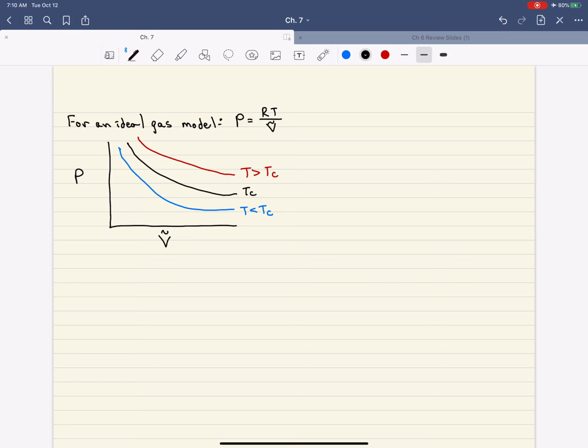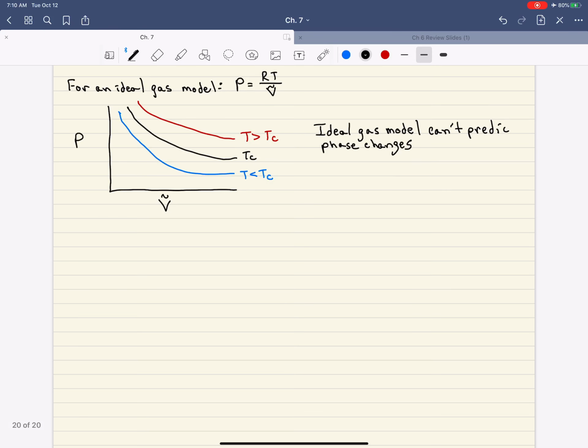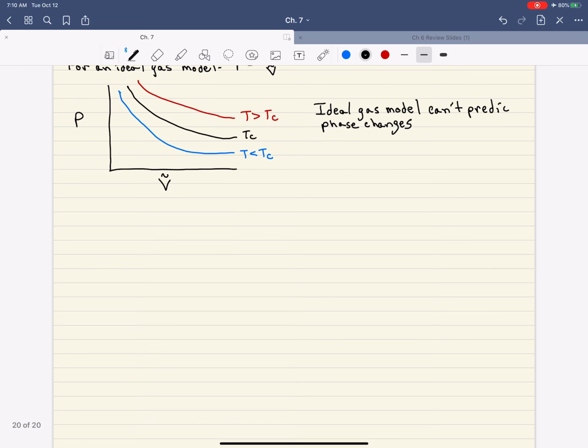The point I want to make here is that the ideal gas model for studying phase changes doesn't work at all. Our ideal gas model can't predict phase changes. So for studying phase behavior, the ideal gas model is completely useless.